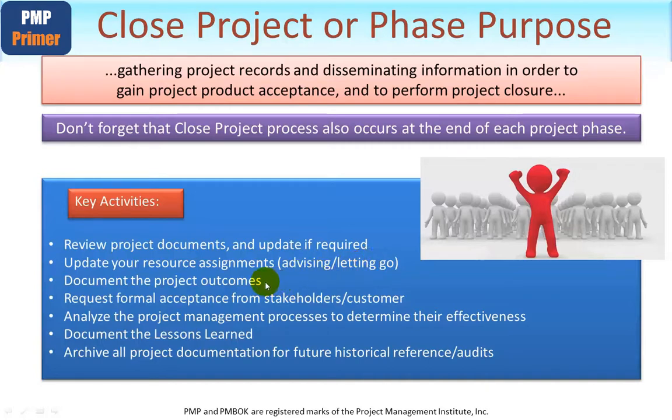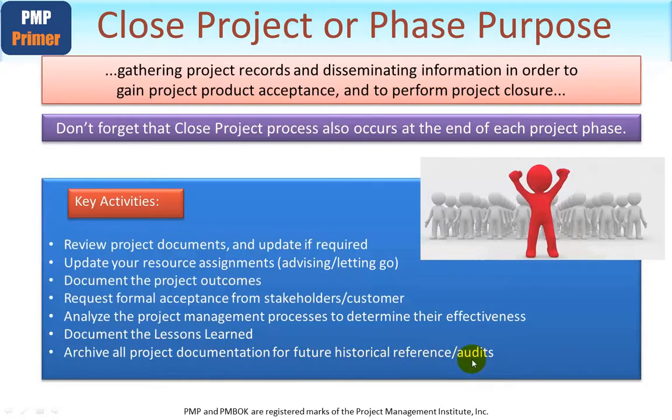Document the project outcomes. Hopefully this will be entirely good news. Request formal acceptance from stakeholders and the customer. This will normally be a formal written document as a minimum. Analyse the project management processes to determine their effectiveness. Again, this can be helpful in the next point, which is document the lessons learned. There may be lessons to be learned from the way in which your management processes, and I'm not talking about the PMBOK guide here, I'm talking about the methodology you use, and to add them to any lessons learned. Archive all project documentation for future historical reference and for potential audits.